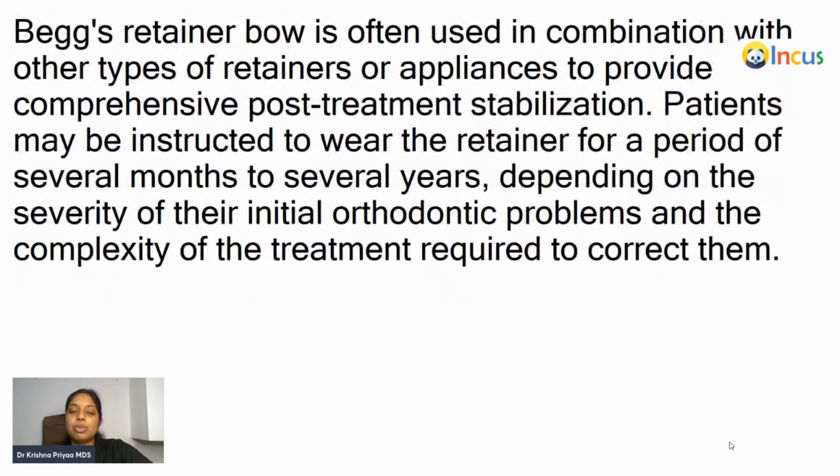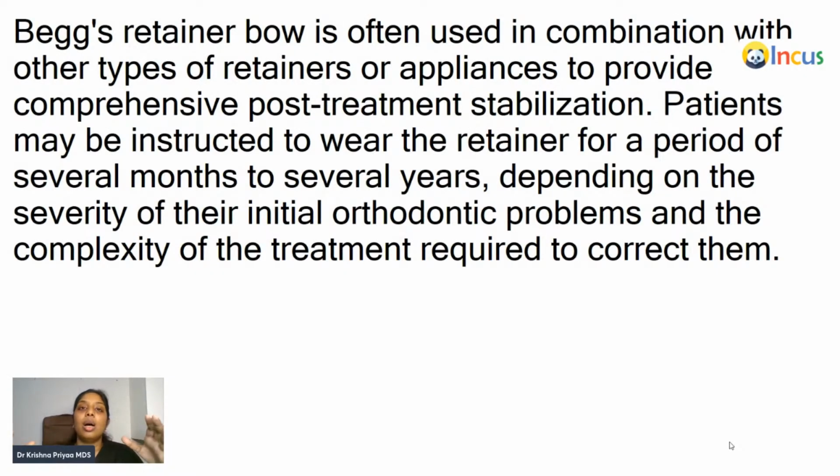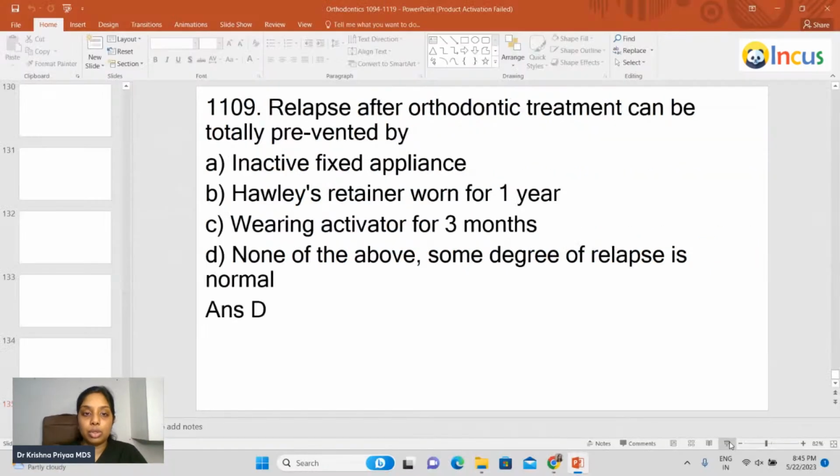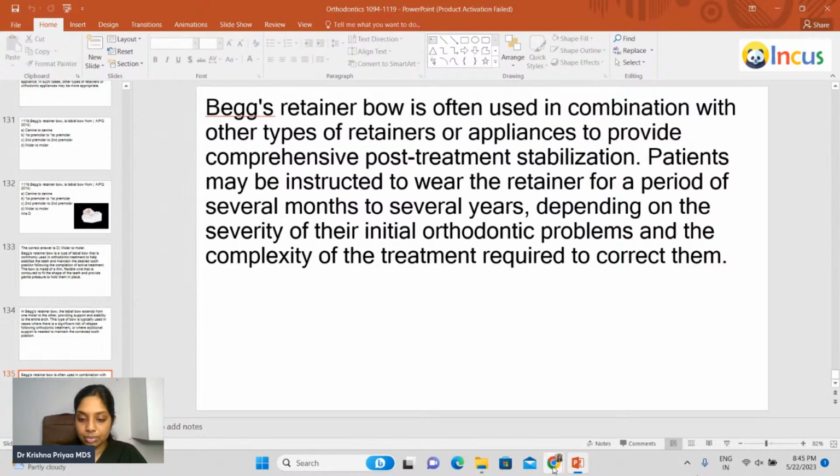It's used in combination with other types of retainers or appliances to provide a comprehensive post-treatment effect. That is, whenever you don't only need the upper anterior proclination to get resolved, but you also need the molar correction or premolar to be in that particular spot, then you go for Beck's retainer bow. Okay. So with that, we come to the end of today's session.